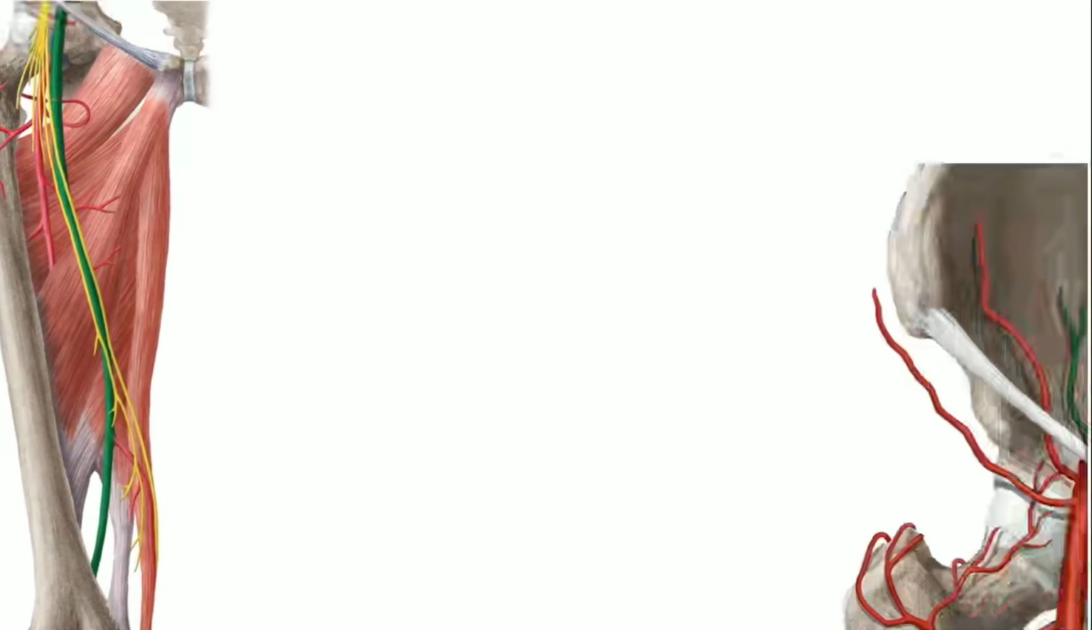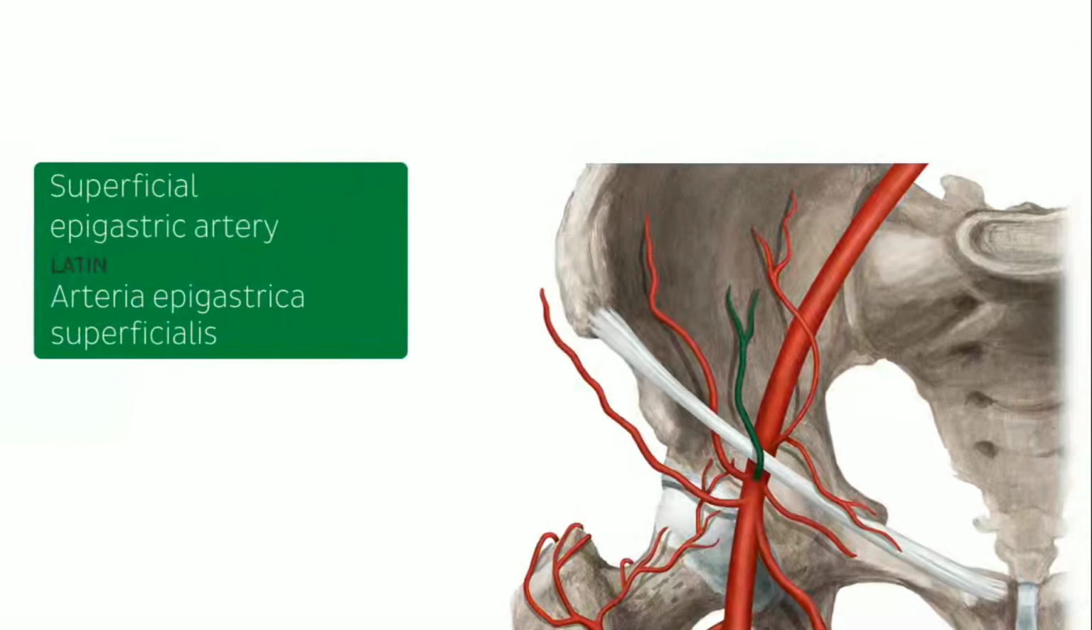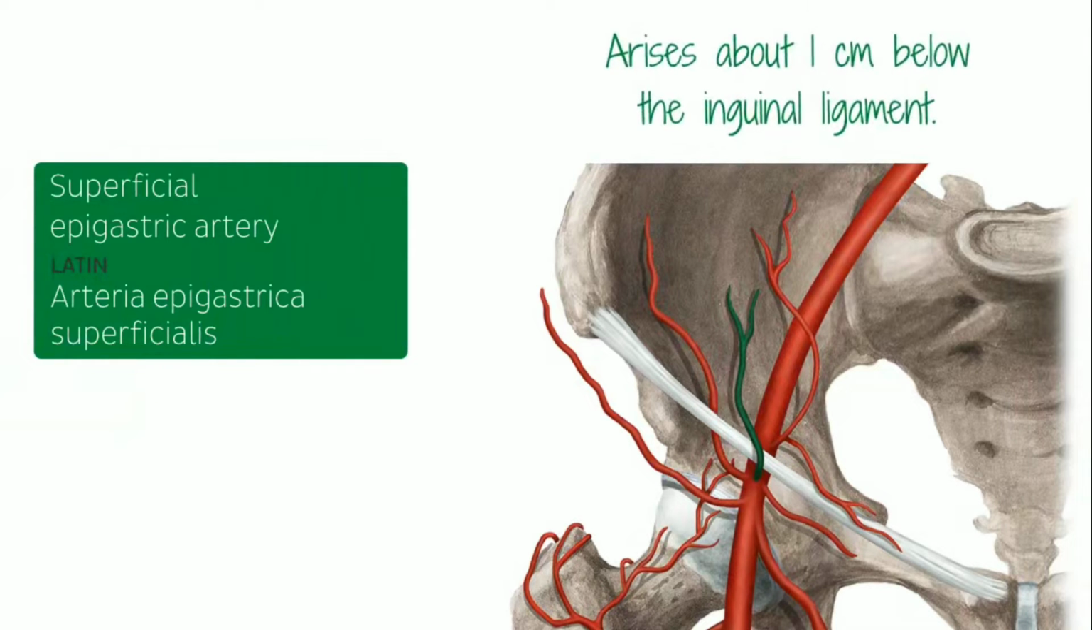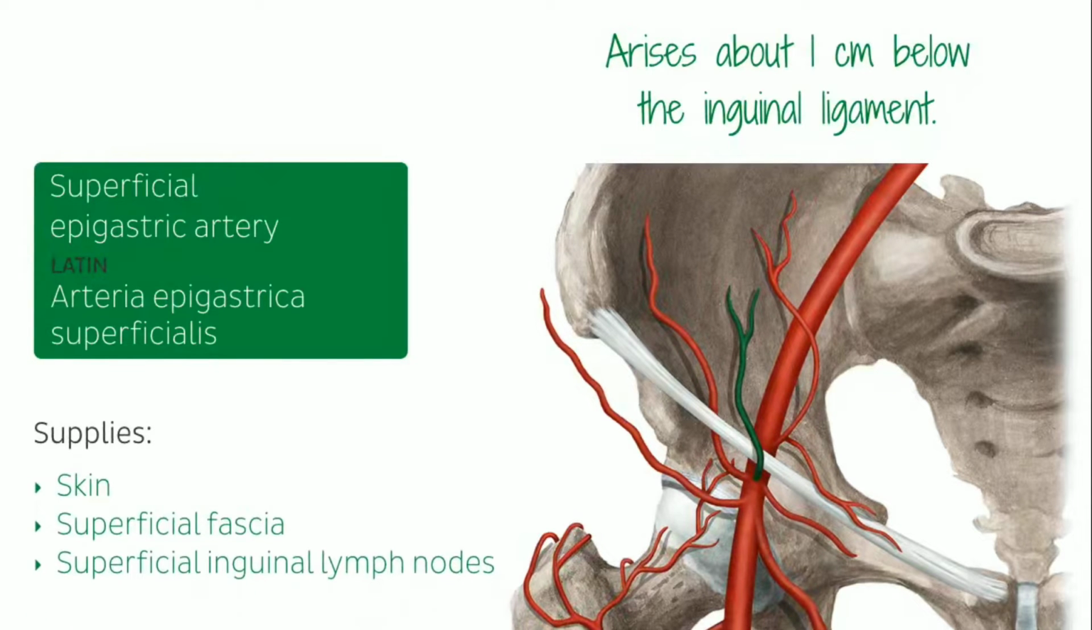The first branch we'll talk about is the superficial epigastric artery. The superficial epigastric artery is highlighted in this image in green, and as you can see, it arises about 1 centimetre below the inguinal ligament. It travels through the cribriform fascia and descends towards the abdominal superficial fascia. The cribriform fascia is a region of the superficial fascia of the thigh that's perforated. The name cribriform is derived from the Latin word cribrum, which means sieve. This artery supplies the skin of the inguinal region, superficial fascia, and superficial inguinal lymph nodes.